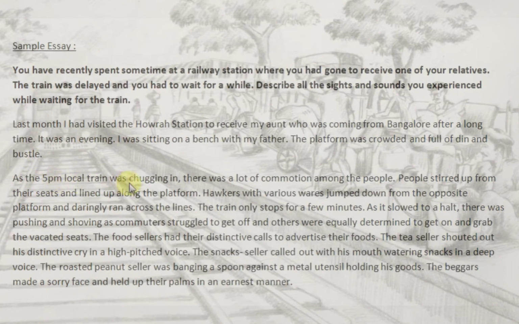As the 5 p.m. local train was chugging in, there was a lot of commotion among the people. People stirred up from their seats and lined up along the platform. Hawkers with various wares jumped down from the opposite platform and daringly ran across the lines. The train only stops for a few minutes. As it slowed to a halt, there was pushing and shoving as commuters struggled to get off and others were equally determined to get on and grab the vacated seats.